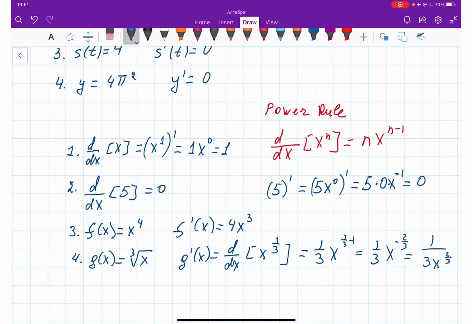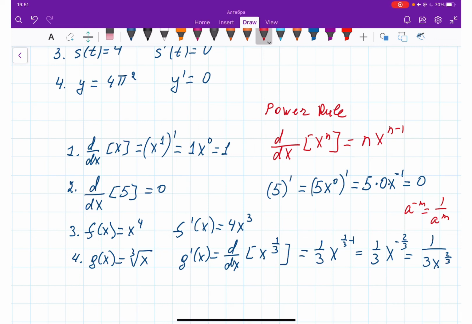Because it's a negative exponent. What's the rule of negative exponents? a to power negative m is equal 1 over a to power positive m, right? And that will bring the whole exponent down.